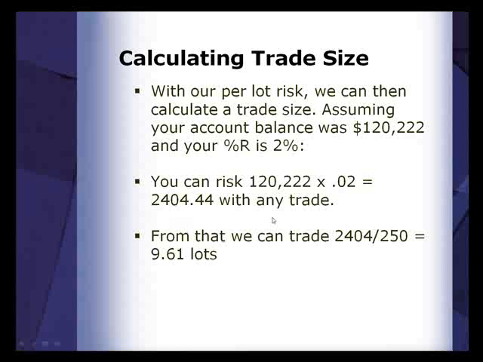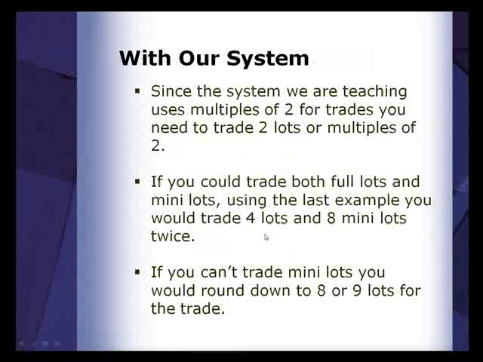And now that we have those two numbers, we had calculated that each lot we traded would be worth $250. So 2404 divided by 250, we're allowed to trade 9.61 lots to remain within our acceptable risk level. So with our system, since we are teaching you to use multiples of 2 for the trades, you need to trade 2 lots or multiples of 2.